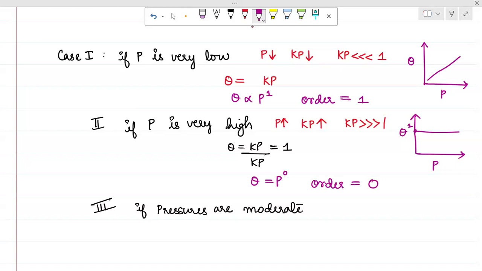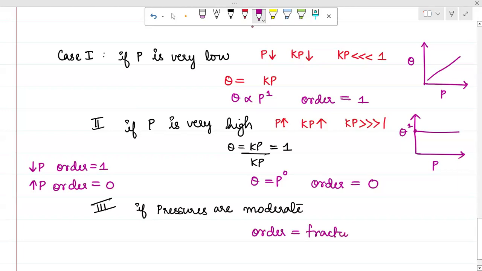So, if I compare, if my pressures are low, my order of the reaction is 1. And if my pressures are high, my order of the reaction is 0. Now, if the pressures are moderate, what will happen? The order of the reaction that you will be getting would be between 0 and 1, and hence you can write it as fractional. It is going to be fractional, right?